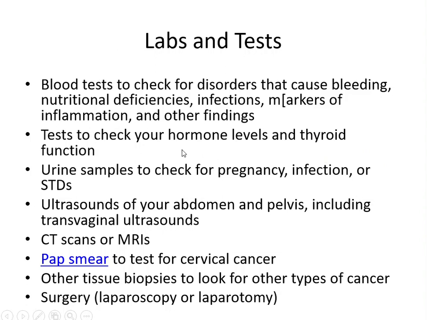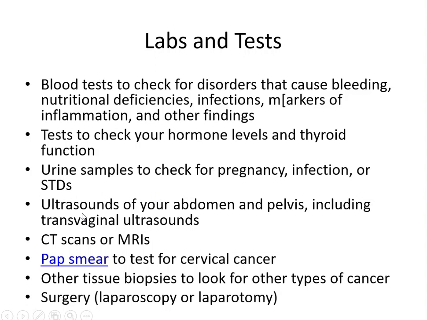Next, a test to check the hormonal level, because that is a cause. And next is the thyroid function, because the thyroid is ultimately regulating all these functions. Next, urine samples to check for pregnancy, because one cause is that there are chances of pregnancy complications, that miscarriage is there, then ectopic pregnancy is there. So to know that, the urine sample must be checked for pregnancy confirmation, infection, or sexually transmitted diseases.